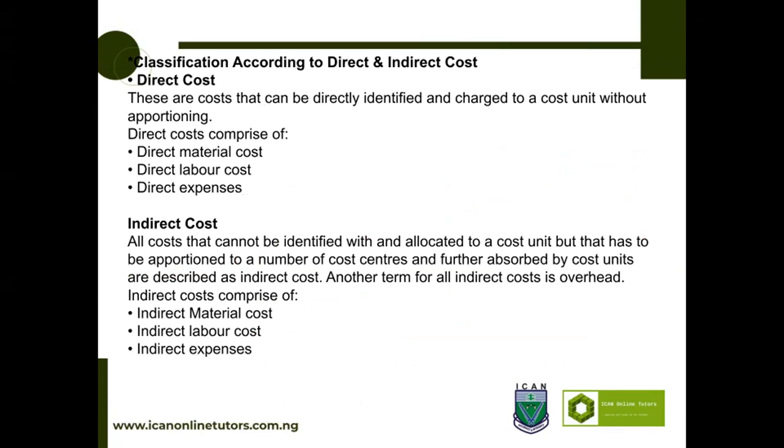Direct material, also, like we said, material has direct and indirect. Labor has direct and indirect. Expenses also have direct and indirect. All these elements have both direct and indirect, and we shall be examining that during the course of our class, especially when we get to behavioral and coding.